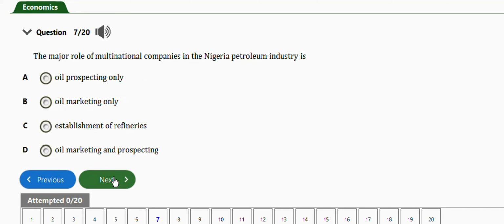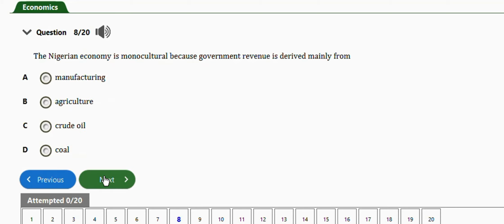Next question says the major role of multinational companies in the Nigerian petroleum industry is oil prospecting only, oil marketing only, establishment of refineries, oil marketing and prospecting. Right answer is option D, oil marketing and prospecting. Okay, next question says the Nigerian economy is monocultural because government revenue is derived mainly from crude oil. Option C.